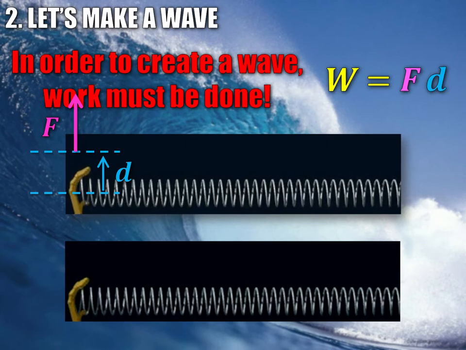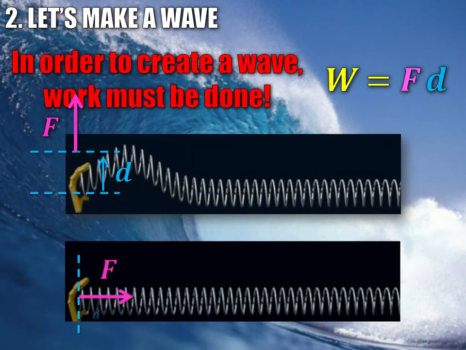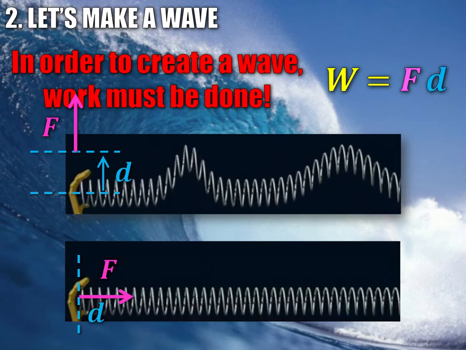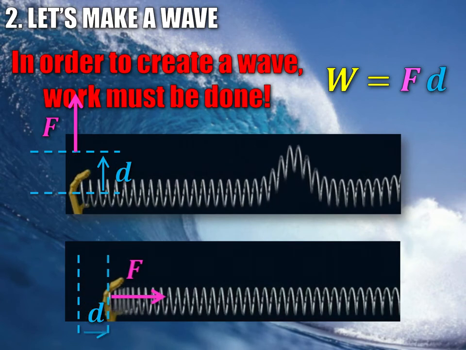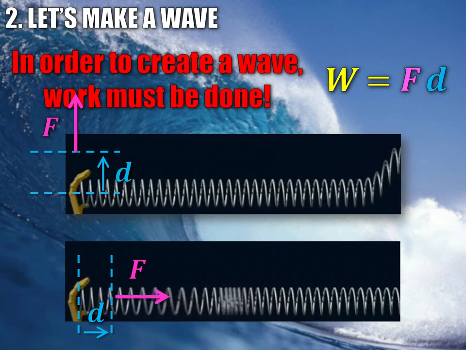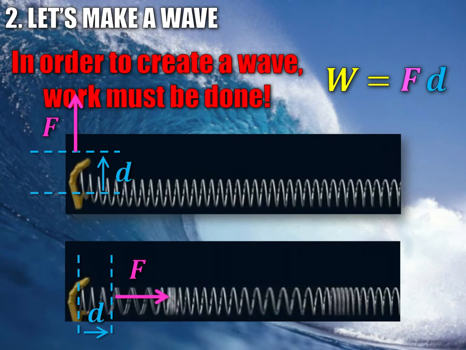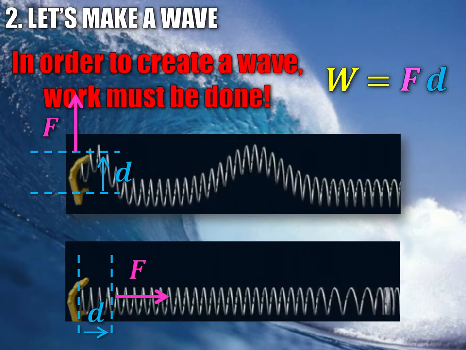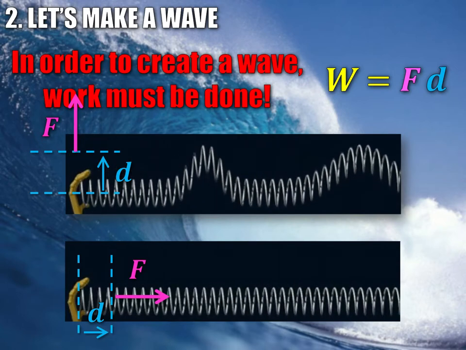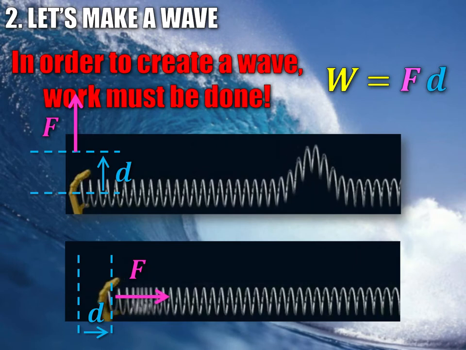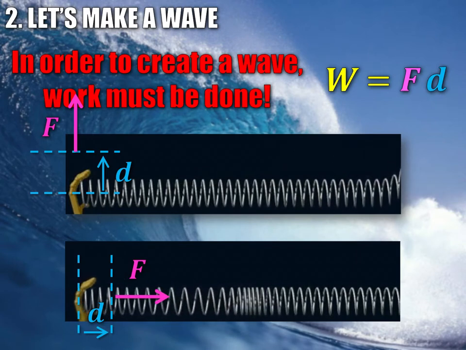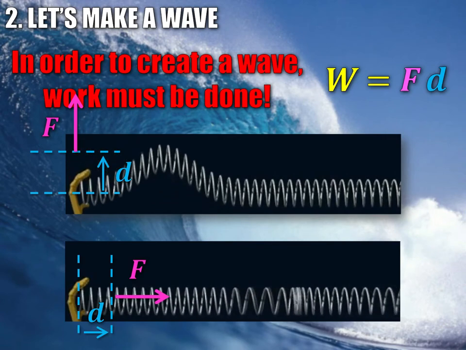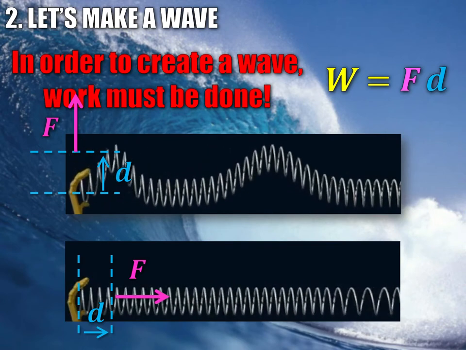We could also apply a force horizontally, and this will cause the slinky to be displaced forwards, creating what's called a compression. And this compression, this area where the slinky is squished, then gets transferred down the length of the slinky, and that's the energy being transferred by the slinky, that's the wave. The top wave is referred to as a transverse wave, whereas the bottom wave is called a longitudinal wave.